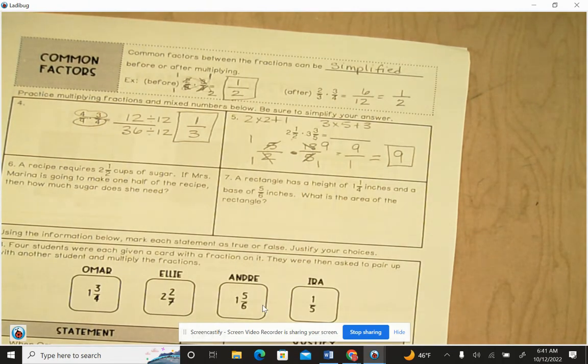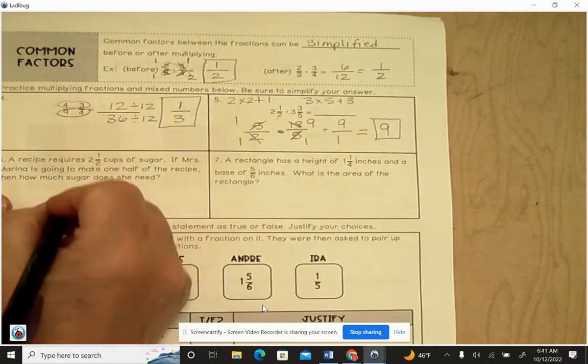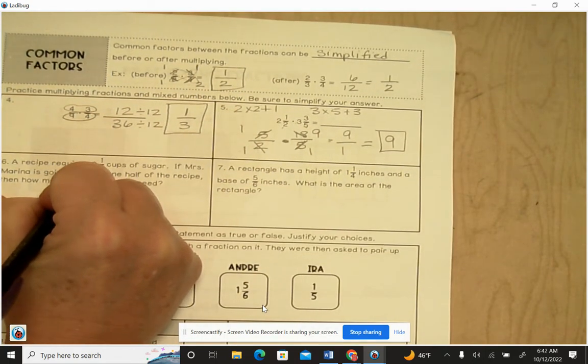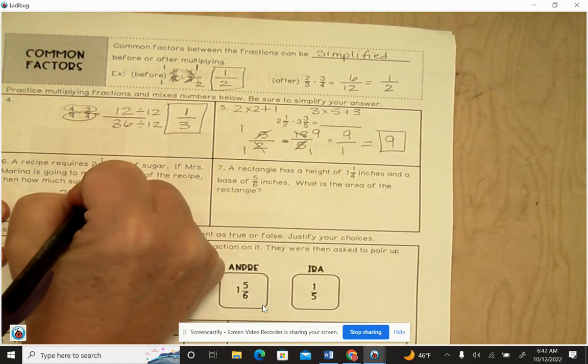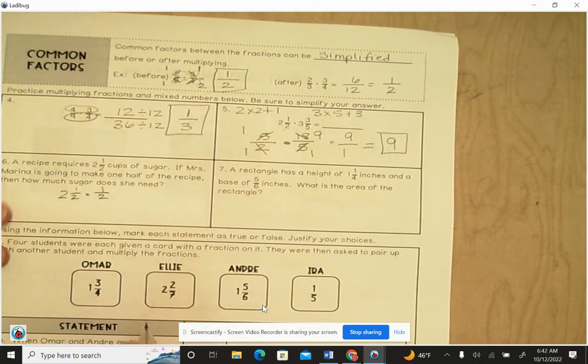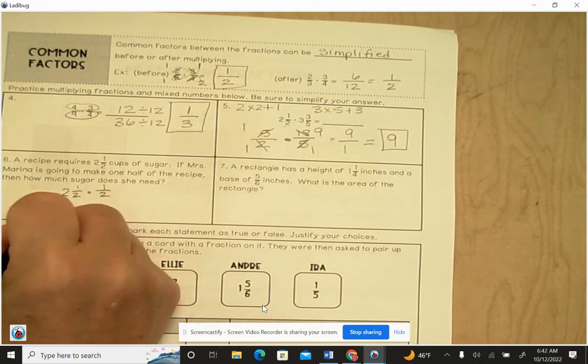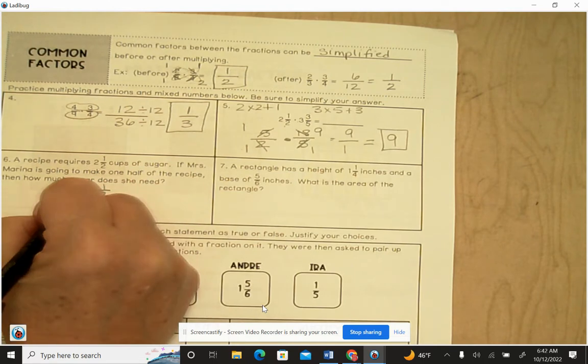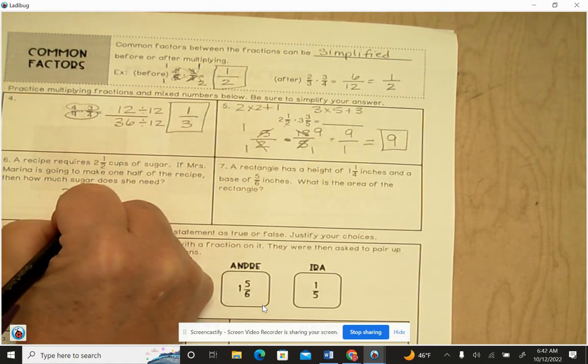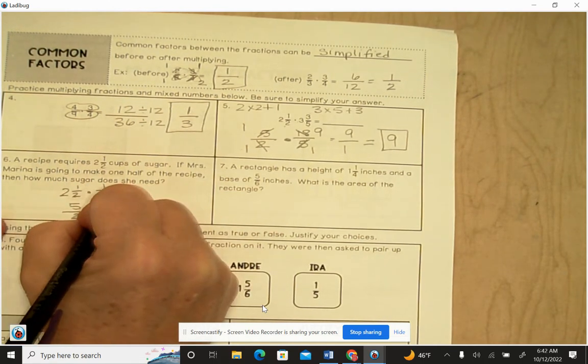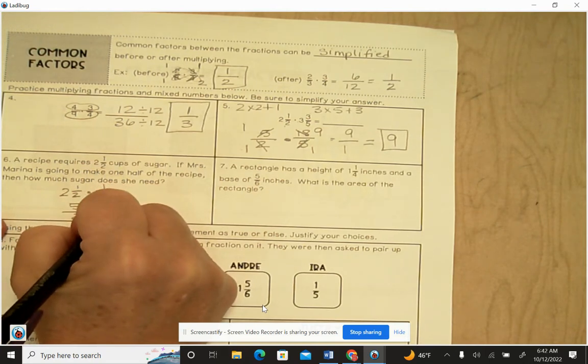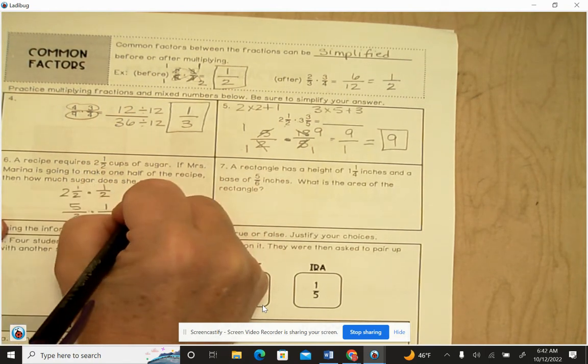A recipe requires 2 1/2 cups of sugar. If Miss Marine is going to make 1/2 of the recipe, then how much sugar does she need? Okay, so we have 2 1/2 times 1/2. So 2 times 2 is 4, plus 1 is 5. So we've got 5/2 times 1/2. 5 times 1 is 5.